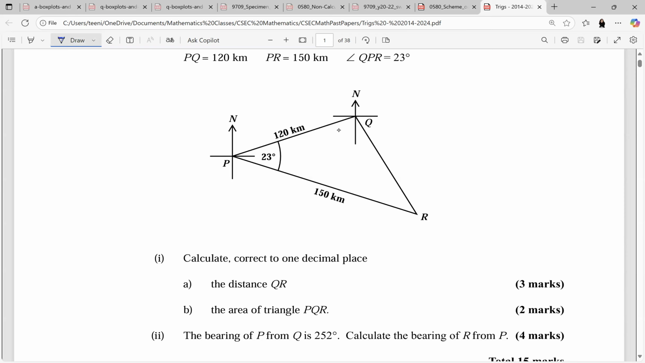What did you say, Fayed? Cosine. Why would you use the cosine rule here? Because it has two sides and an angle in between. That's right. Whenever you have two sides and the included angle, you use the cosine rule, right? So, of course, we want to find the side QR. So we need to use the cosine of 23 degrees, right?